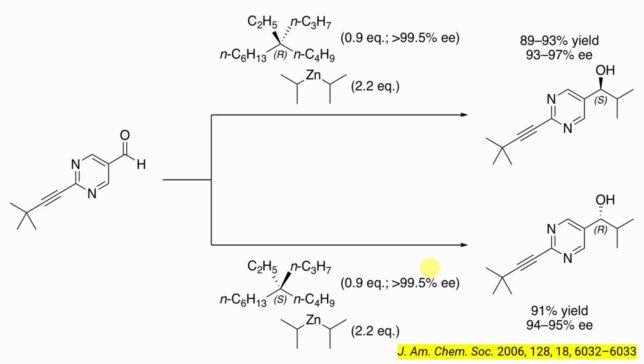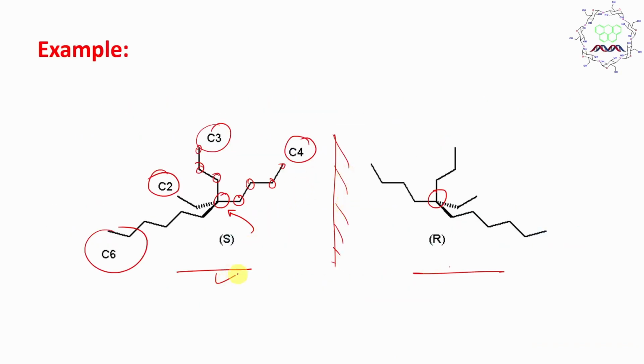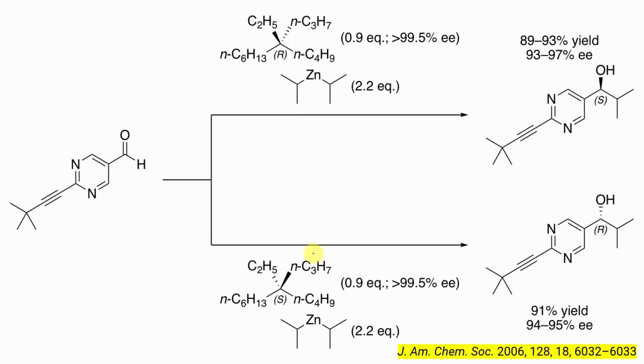Now based on this concept you can say whether the molecule produced here is an enantiomeric mixture or a particular isomer. For that purpose you can see two types of reactions are designed. Here it is a dinitrogen containing aromatic ring attached to an aldehyde, and this aldehyde is reduced using diisopropyl zinc, 2.2 equivalents. Actually one equivalent of this isopropyl group is transferred.